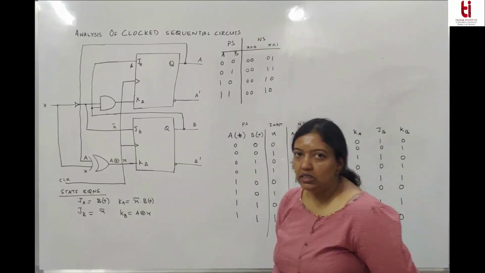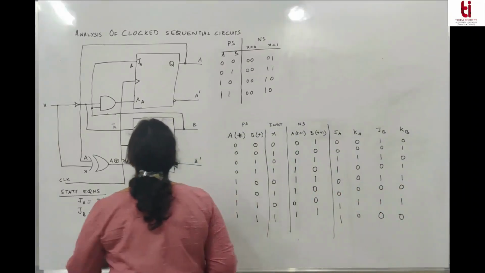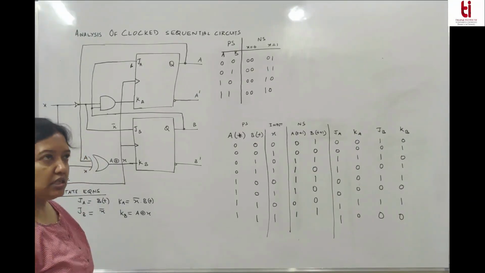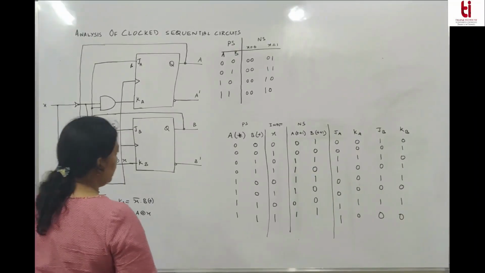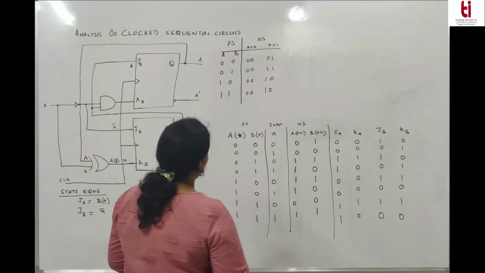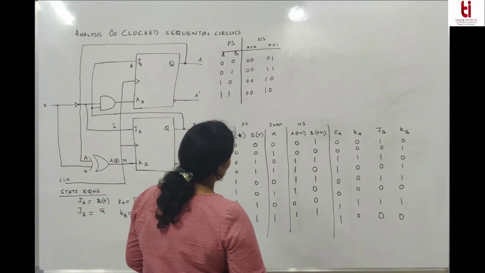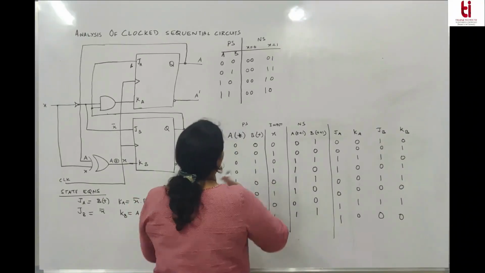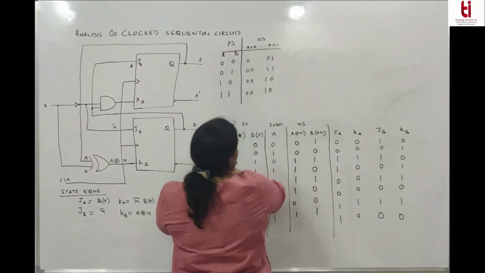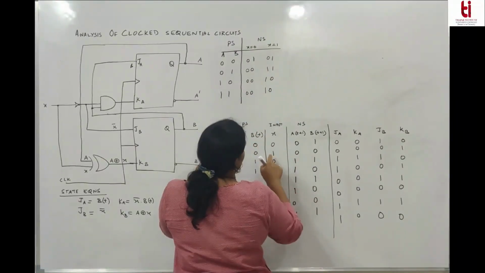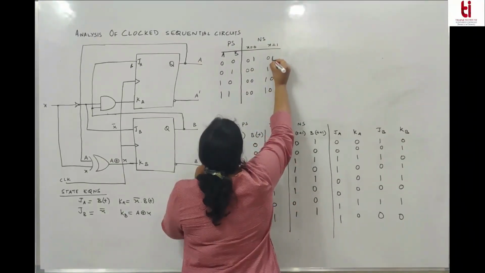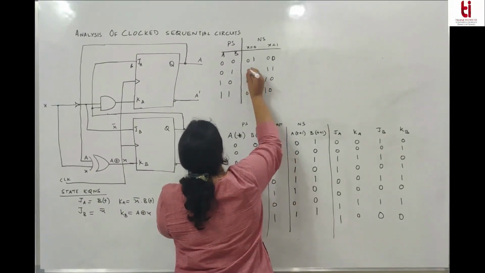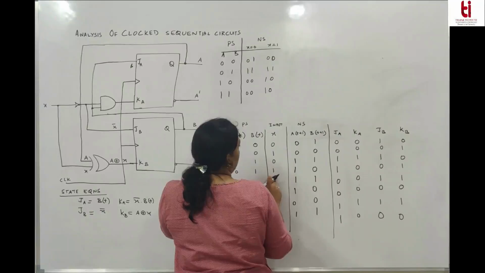So this is the state table for a given clock sequential circuit which is designed using JK flip-flops. So this is the table. This can be reduced to a smaller one, that when x is 0 it goes to 0, 1. When x is 1 it goes to 0, 0. When x is 0 it goes to 1, 1. When x is 1 it goes to 1, 0.